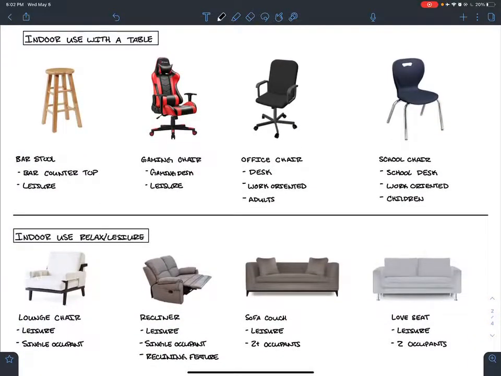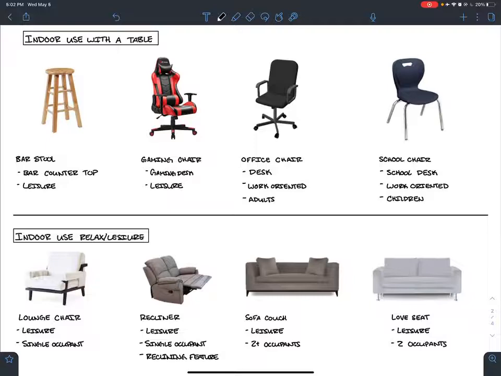The first set of chairs are used indoors with a table. The bar stool and gaming chair are closely related due to the leisure aspect of their use. The characteristic differentiating the 2 species is the activity of leisure each one is meant for, one for socializing and one for gaming. These 2 species of chairs share a common ancestor at internal node 1.